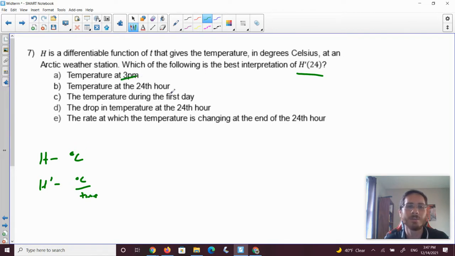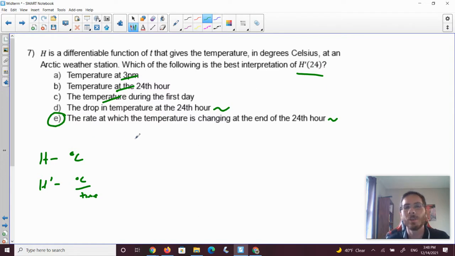Well, that does not have the correct units. This is just a temperature, so that's out. This is a temperature, so that's out. The drop in temperature might be a choice. The rate at which the temperature is changing would also be a choice. So these are both ones that we could pick. However, we don't know if we're actually dropping. We just have h prime of 24, so we have to pick E.